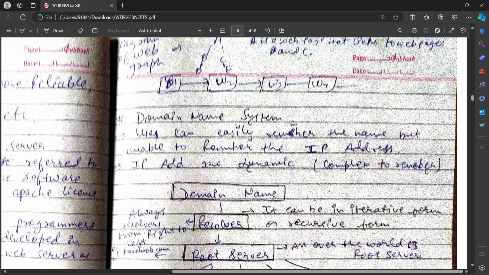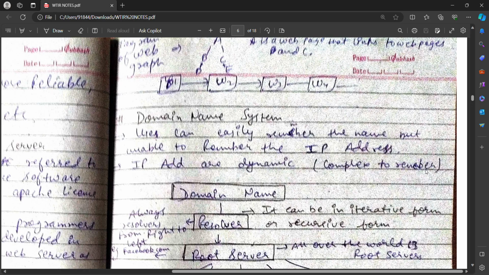This Domain Name System will convert this URL into the particular IP address of that particular website. Okay, so what's the main role of DNS? DNS will convert the name of a particular website, or you can say this URL, to its particular IP address, and then it will redirect you to that particular website. So this is basically the work of DNS, and this helps the user, as I told you.